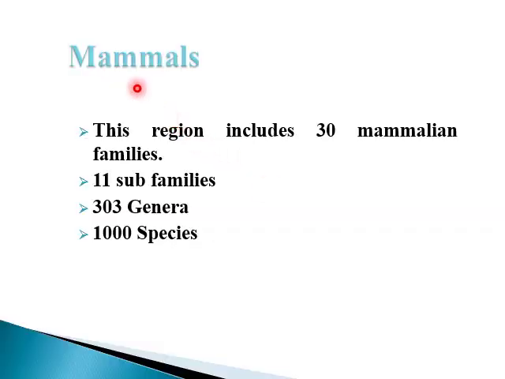Next, we are going to discuss the different mammals that are present in the Oriental region. There are about 30 different mammalian families that are present in the Oriental region. From these 30 families, there are about 11 subfamilies, 303 genera, and about 1000 different species of mammals.